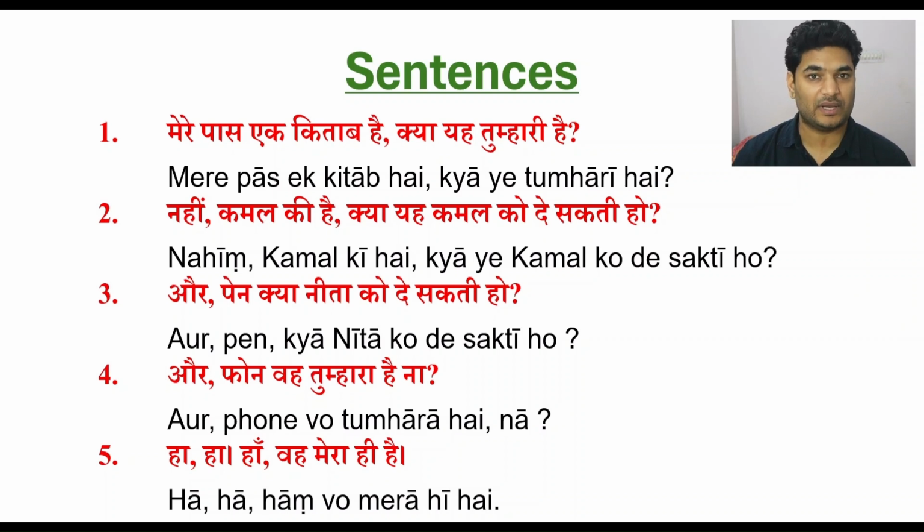क्या ये कमल को दे सकती हो? और पेन, क्या नीता को दे सकती हो? नहीं, कमल की है, क्या ये कमल को दे सकती हो? और पेन, क्या नीता को दे सकती हो? और फ़ोन, now Neelam is asking, और फ़ोन, वो तुम्हारा है ना? हाँ हाँ, वो मेरा ही है. Rita is laughing and saying, हाँ वो मेरा ही है. Alright, now let's discuss these sentences.